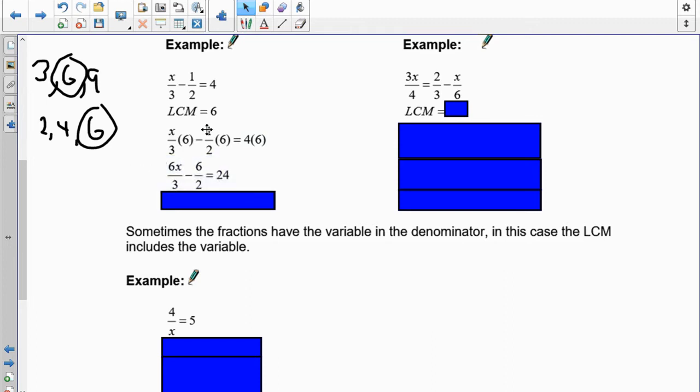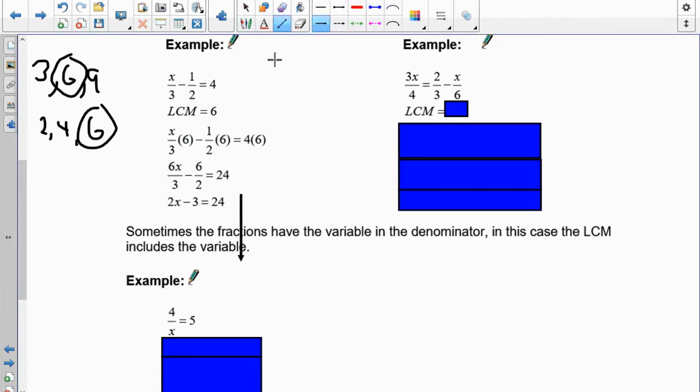1 times 6 is 6, and that's all over 2, and 4 times 6 is 24. 6 divided by 3 is 2x, and 6 divided by 2 is 3. So I end up with 2x minus 3 is equal to 24. And then, of course, once that's done, I can continue on down and solve it. But our goal right now is just to get rid of the fractions.